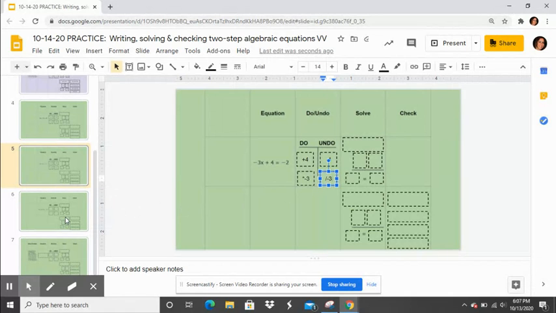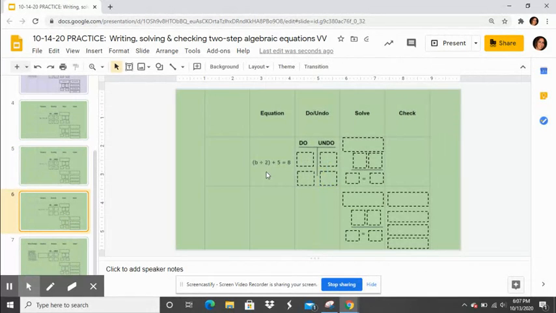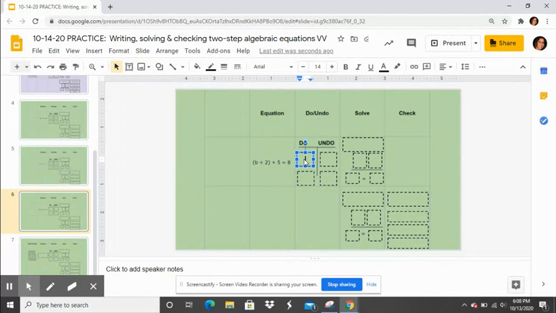All right, next one. B divided by 2 plus 5 equals 8. My first do is the adding of 5. So I'm going to subtract 5. The next do would be the dividing by 2. Undo that by multiplying by 2.